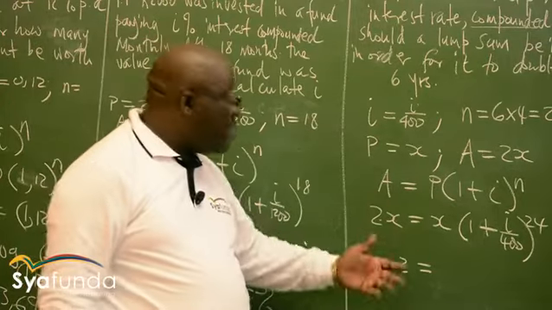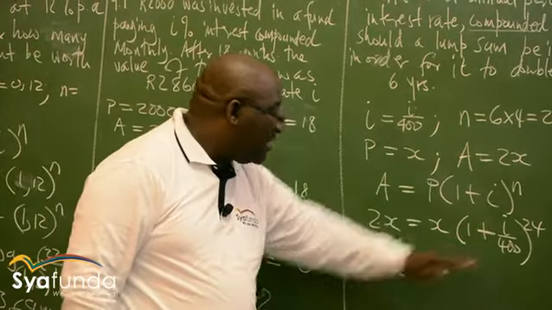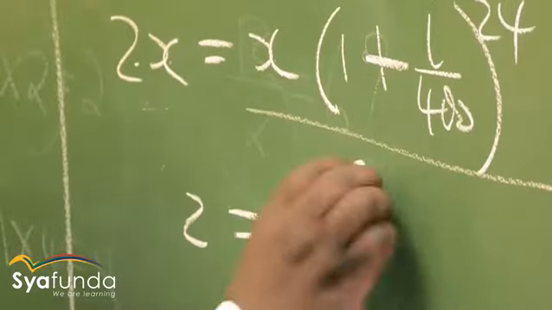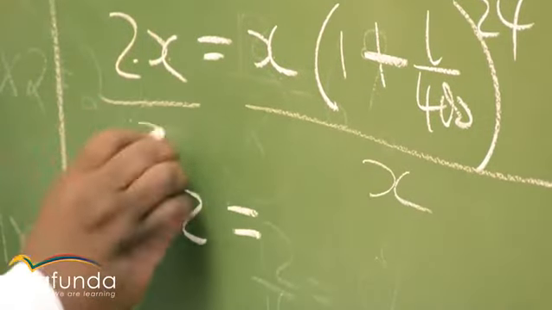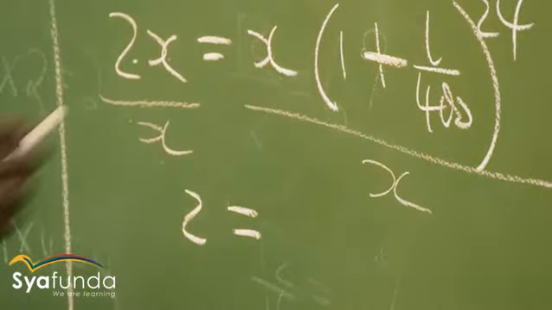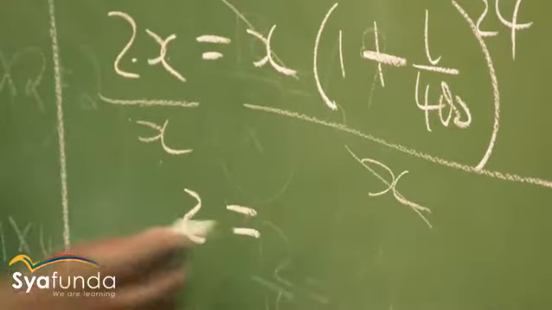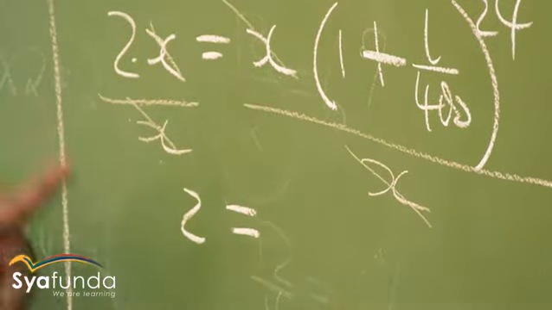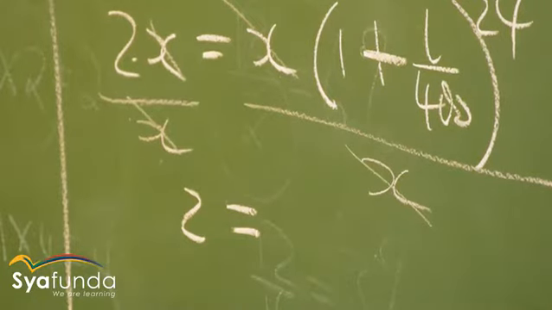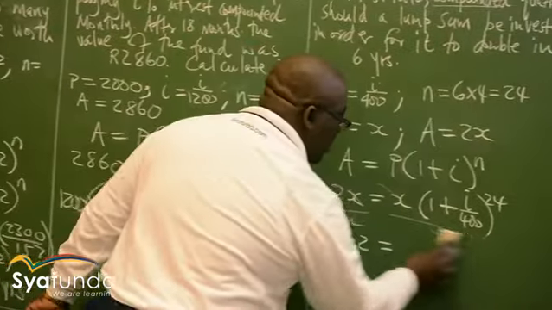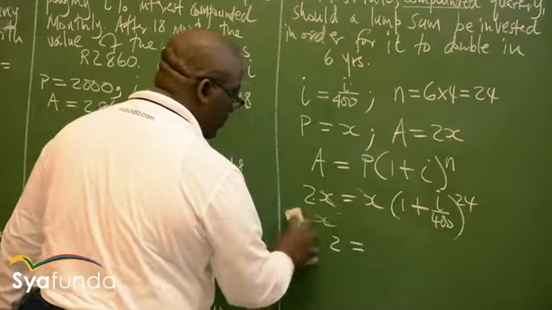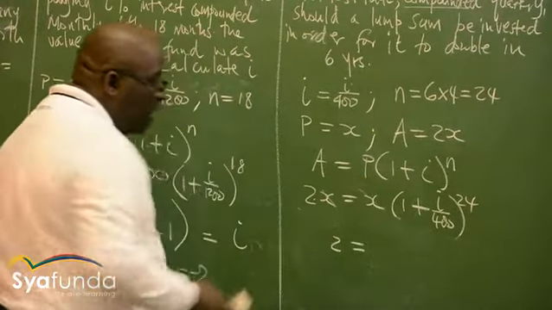Let's go over it again. If I divide by x this side, let's just do it manually so that you'll see. I'm dividing by x this side. I'm also dividing by x this side. So this x will go with this x, and we'll be left with 2. So that is where it actually comes from. I wanted to show you why we have 2 there.